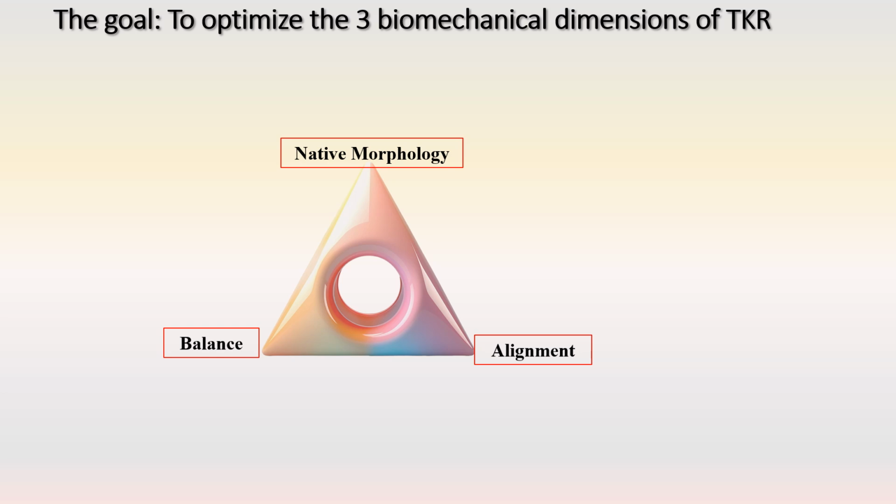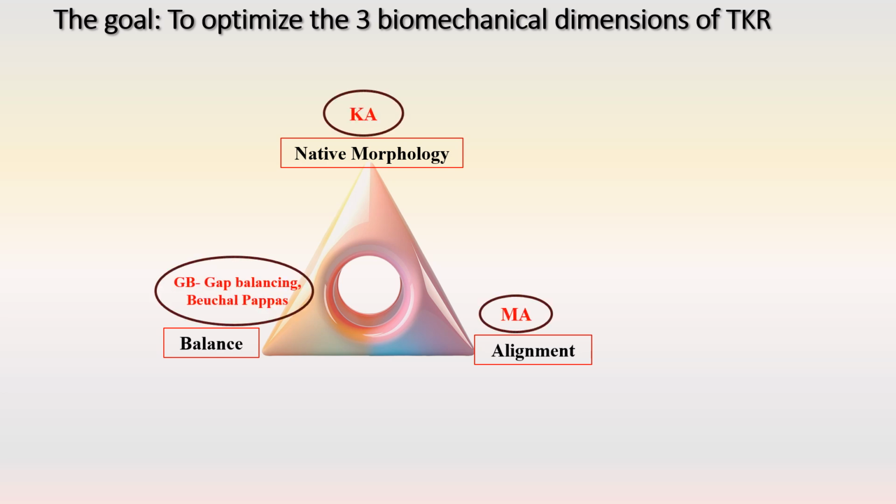The goal today in 2025 is to optimize the three biomechanical dimensions of TKR, namely the alignment, the balance, and native morphology. If we give exclusive or overwhelming importance to only one of these factors, we call them respectively mechanical alignment, kinematic alignment, or the gap balancing technique of Insall. However, if we want to give importance to all three, we call that FA philosophy.